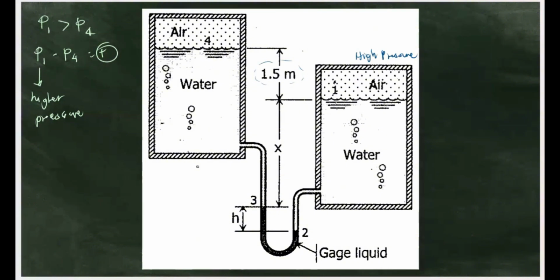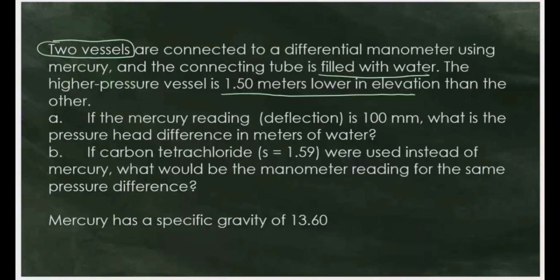Okay? So, kaya, mangyayari is, ganito ang setup ng inyong manometer liquid. Ito, yung inyong gauge liquid or manometer liquid. Kaya, etong H na to ay papunta dito sa side na mas mababang pressure. Okay? So, yan yung kanyang mangyayaring setup, no? And then, may dalawang scenario yung problem. Una, sabi, kapag 100 mm daw yung reading or deflection, ano daw ang pressure difference?